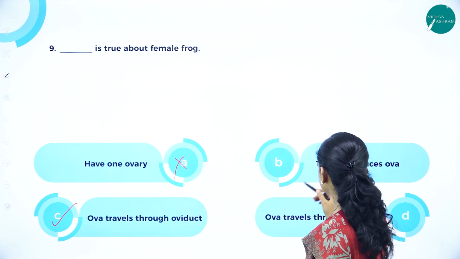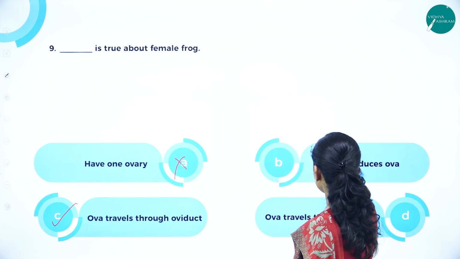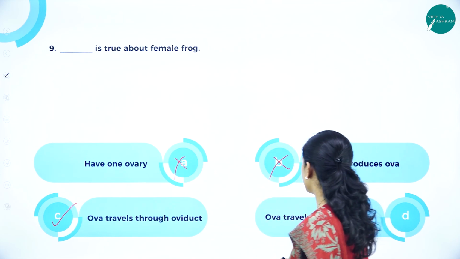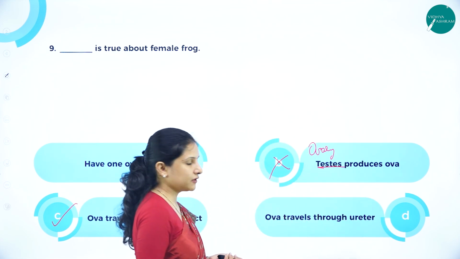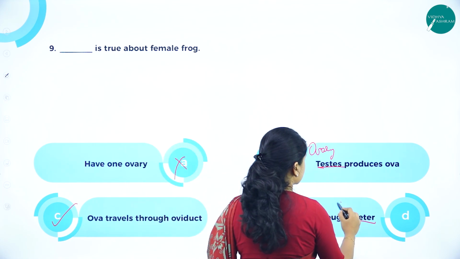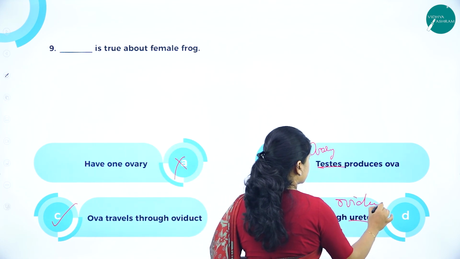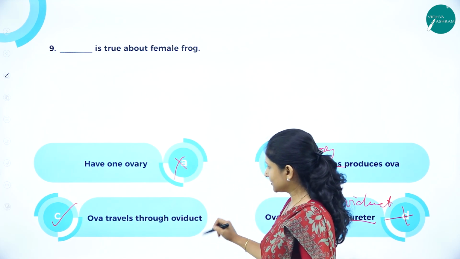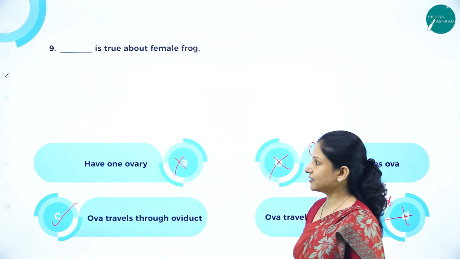This is wrong. Testis doesn't produce ova, but the ovary actually produces ova. So, therefore, this option should be eliminated. Ova doesn't travel through ureter. Ova actually travels through oviduct. So therefore, this option can be eliminated. Ova travels through oviduct is the right one. So therefore, option C is the right answer here.